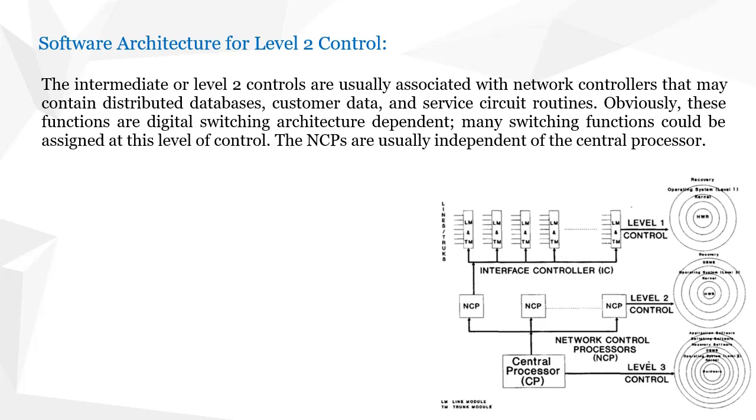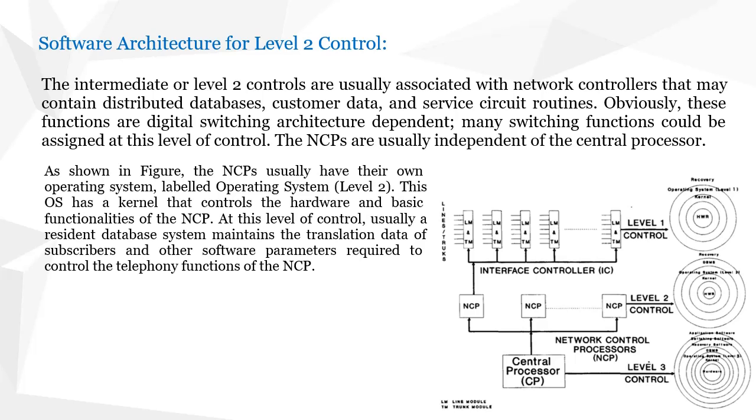The NCPs, that is network control processors, are usually independent of the central processor, and you can see that from the figure. So there are many NCPs, or network control processors, which are independent from the central processors. Now, as shown in the figure, the NCPs usually have their own operating system labeled as operating system level 2. So the NCPs have their own operating system, referred to as the level 2 operating system.